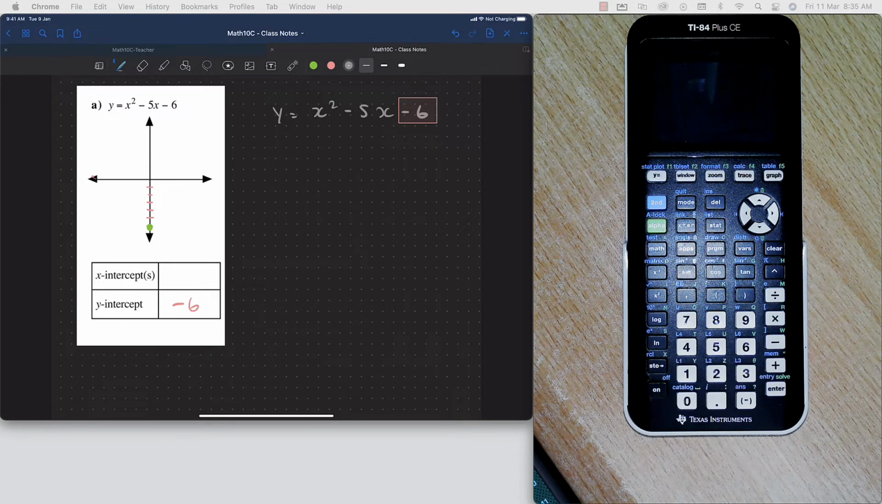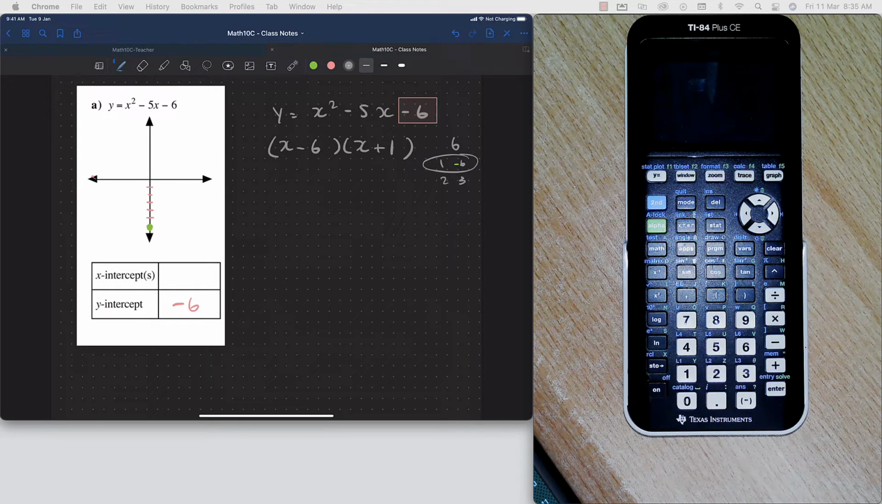So if I look at this one right here, 6 breaks down into 1 and 6, and 2 and 3, and I need to subtract equal 5, which would be these two, and the larger number is going to be negative. So this one will easily break down into x minus 6 and x plus 1.